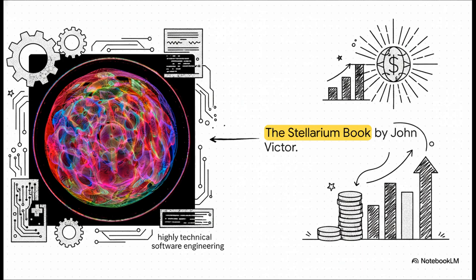According to the Stellarium literature, penned by founder John Victor, getting to this so-called heaven on earth isn't just about good vibes. No, it requires a massive collision of hardcore software engineering interwoven with sweeping, highly centralized economic frameworks. It's essentially a dual engine: rapid tech deployment paired with some seriously aggressive wealth activism.